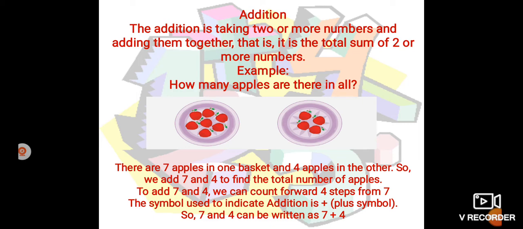The symbol used to indicate addition is the plus symbol. So, 7 and 4 can be written as 7 plus 4. Children, I am showing here a very simple example. In our level, we can take 2 or 3 numbers. They can have any number of digits.